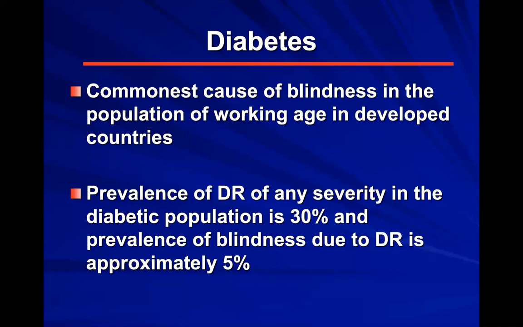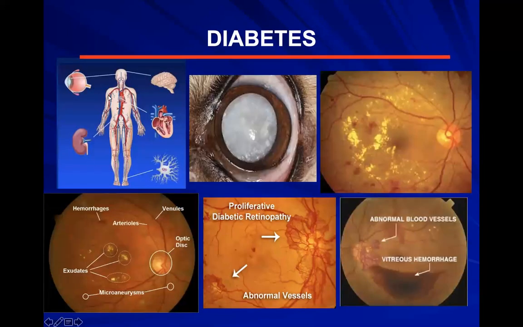The prevalence of diabetic retinopathy of any severity in the diabetic population is 30%. What we mean is anyone that develops diabetes, they will develop diabetic retinopathy. We talked about it. Under visual impairment, it constitutes 30%. And the prevalence of blindness due to diabetic retinopathy is 5%. Actually, here in Saudi Arabia, it has reached 20%. So this is what diabetes does, that affects every organ. The most important is our eyes.